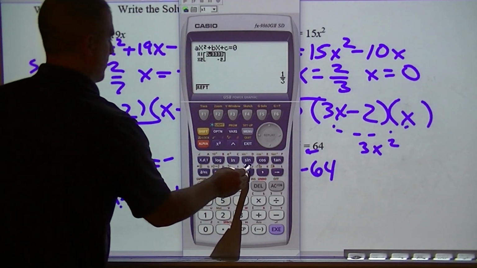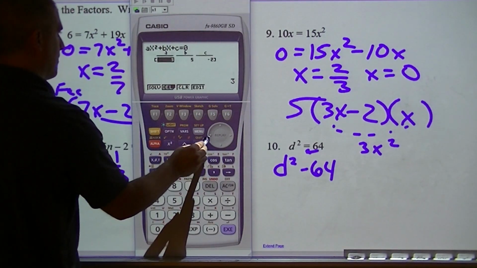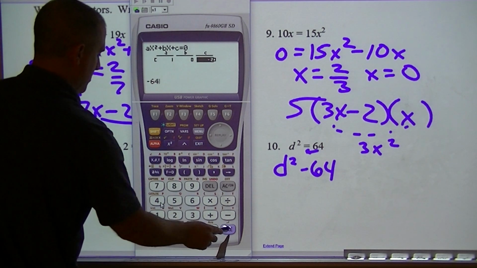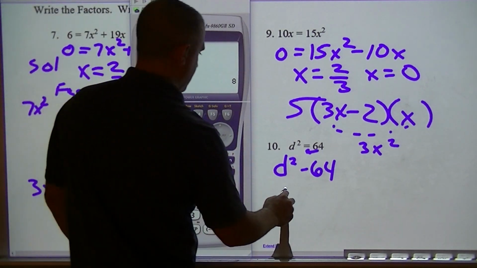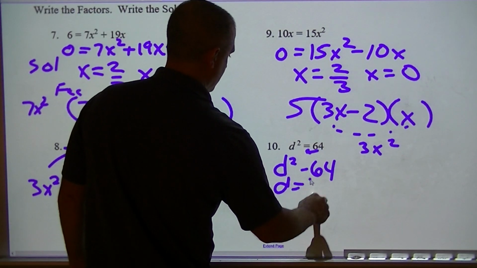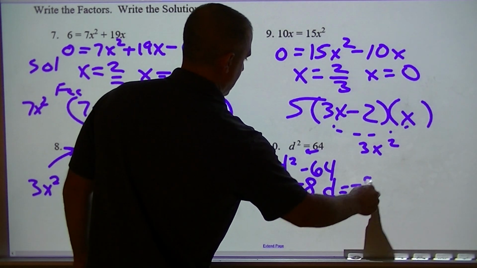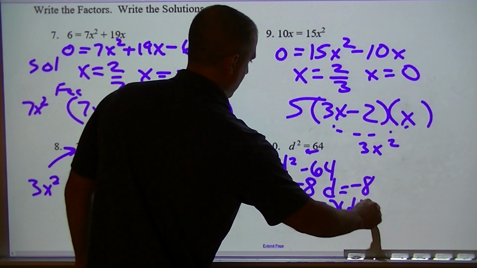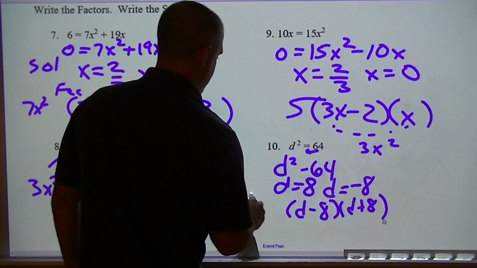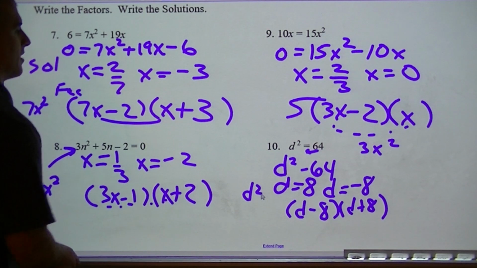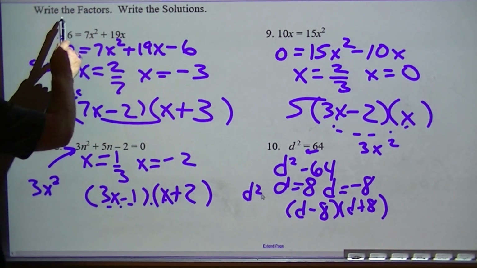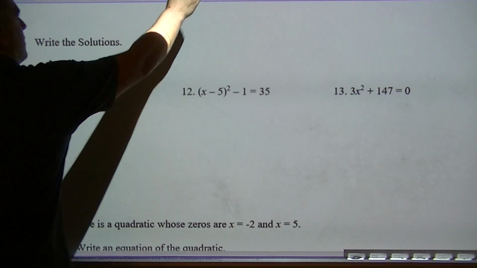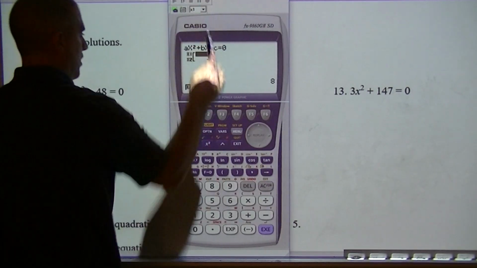Okay? So the way that would go in, I could just pretend like that d is an x. 1, 0, -64. And that's going to be d equals 8, d equals -8. And that's going to be factors of d minus 8, d plus 8. And if you look at d times d would be d squared, and that's what I have there. Okay? Solutions, factors. We have to write both because they both ask for that. Okay? Question number 11 says solve. Well, that's already in the position to be solved.